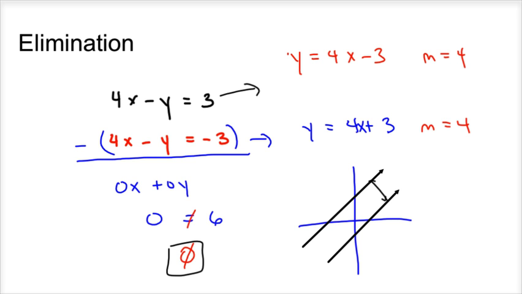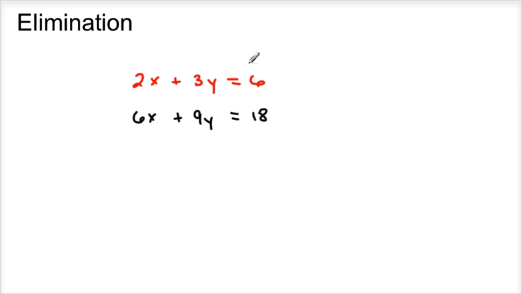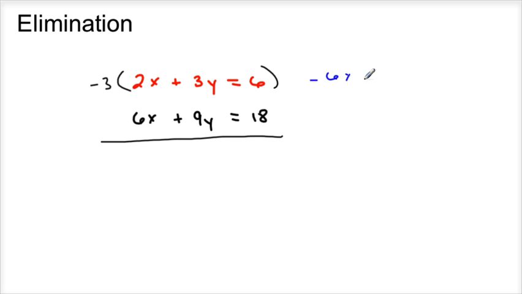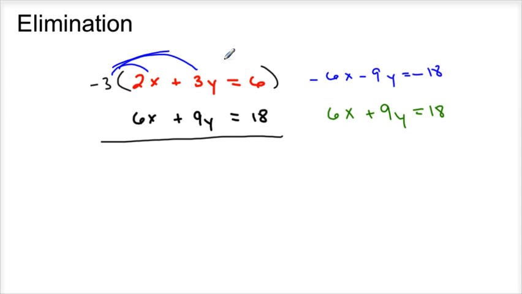Our other extreme scenario is this next example, 2x plus 3y equals 6, 6x plus 9y equals 18. Okay, so I'm going to multiply my first equation here by negative 3, and I'm going to get negative 6x minus 9y equals negative 18, and my bottom equation stays the same. In this case I only had to multiply one of them, and I have a small error here, this should be 9y. I have my same coefficients, so I don't have to multiply this equation by anything.